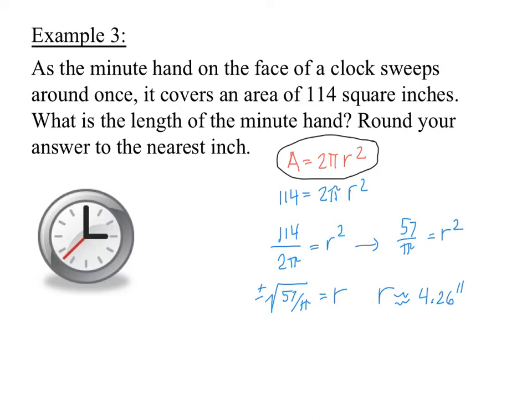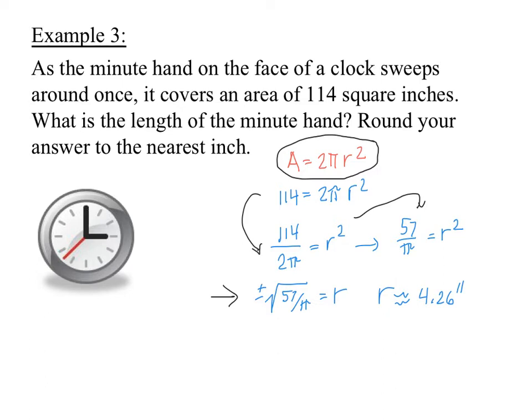That's our strategy. We just put the information in, so we get 114 is equal to 2 pi times r squared. We're solving for r, so we're going to divide both sides of the equation by 2 pi. So we get 114 divided by 2 pi is equal to r squared. We can take out the 2 and we get 57 divided by pi is equal to r squared. We take the square root of both sides of the equation. We get plus or minus the square root of 57 over pi is equal to r.